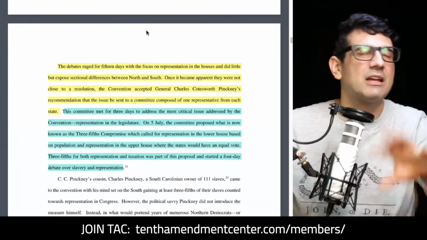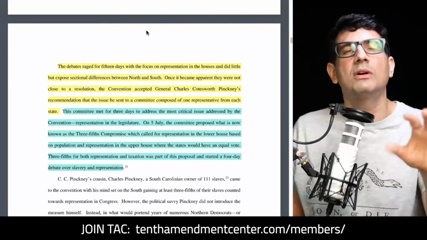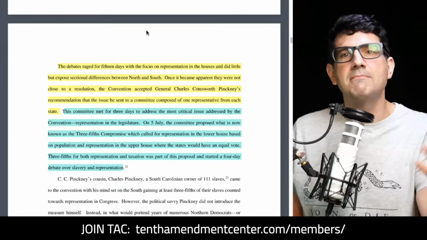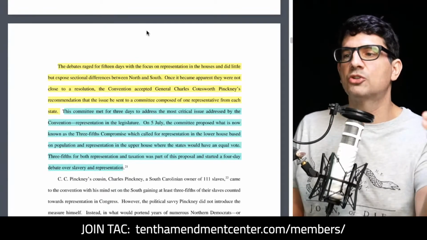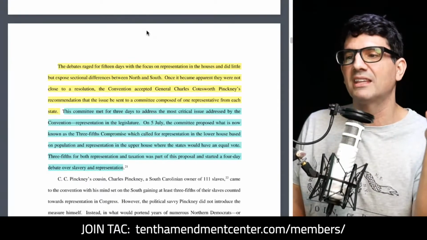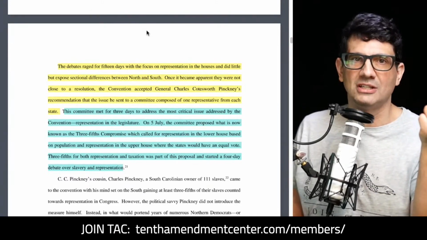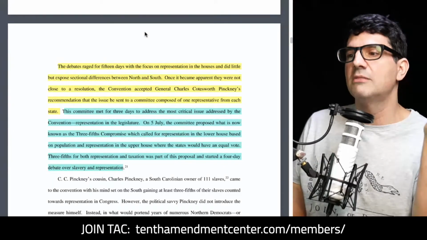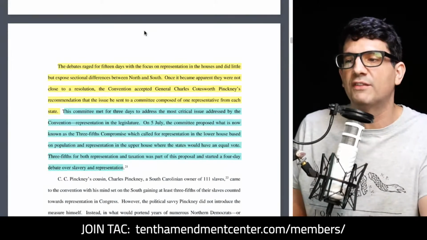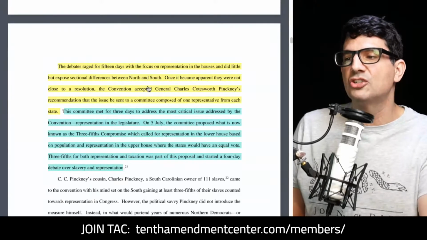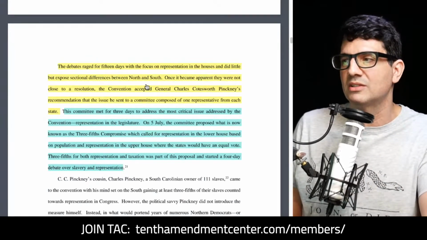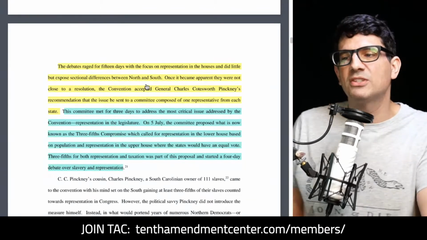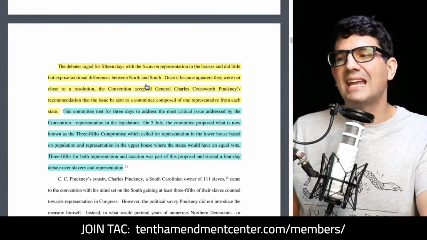So this went to a committee, not a committee of 5 or something like that, and they actually came up with a proposal. That committee met for 3 days, he writes, to address the most critical issue addressed by the convention: representation in the legislature. On July 5th, 1787, the committee proposed what is now known as the Three-Fifths Compromise, which called for representation in the lower house, the House of Representatives, based on population, and representation in the upper house, where the states would have an equal vote.